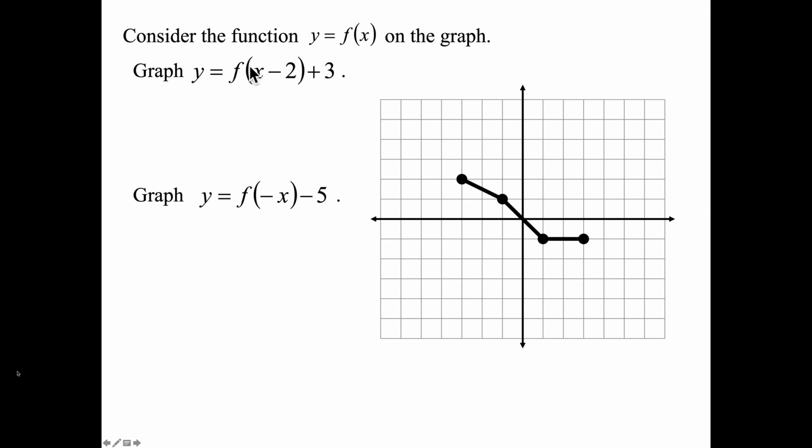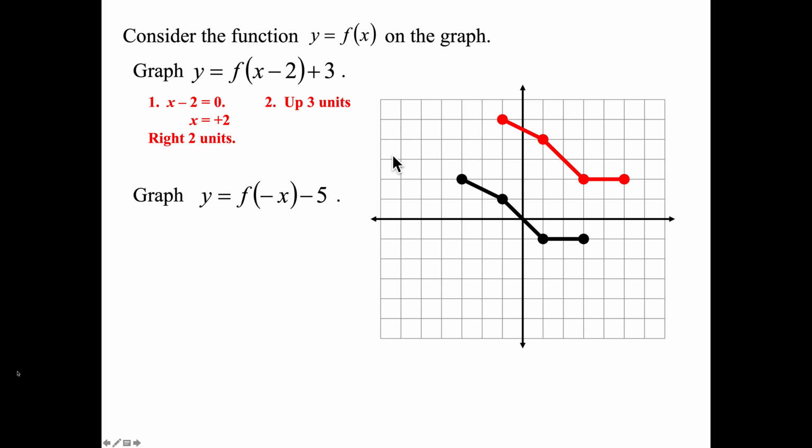So on the inside, x minus 2, set it equal to 0. That's x equals 2. All those points are going to go 2 to the right. And then the plus 3 is on the outside. That will be done second. They're all going to go up 3. So you can move all 4 points 2 to the right first. And then take all 4 points and move them up 3.